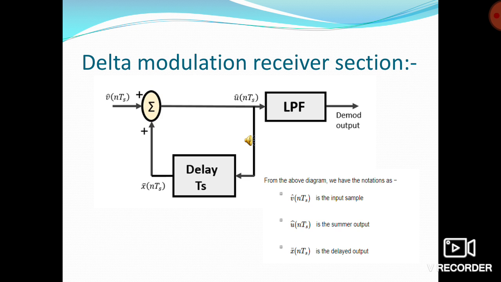If the input is binary 1, then it adds a plus del step to the previous output. If the input is binary 0, then one step del is subtracted from the delayed signal. Also, the low pass filter has a cutoff frequency equal to the highest frequency in x(t). This low pass filter smoothens the staircase signal to reconstruct the original message signal x(t).